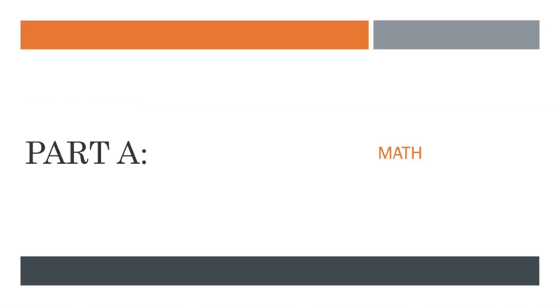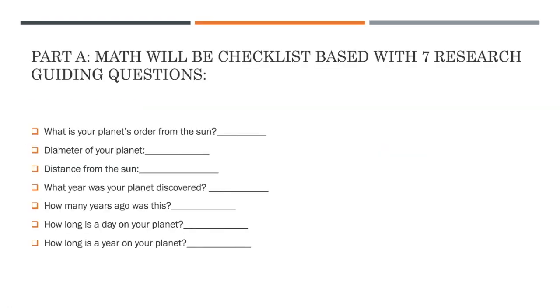Okay, so part A, math. Part A of math, you'll have a checklist. It'll be based off of 7 research guiding questions. You will be doing the research. You will be scouring the internet for these answers. It's not as hard as you think. I believe in you 110%.